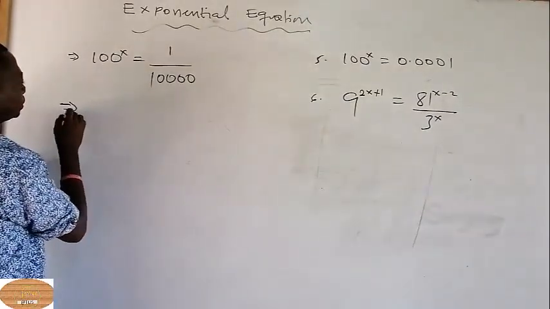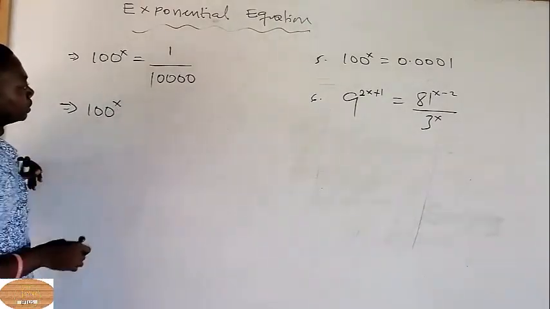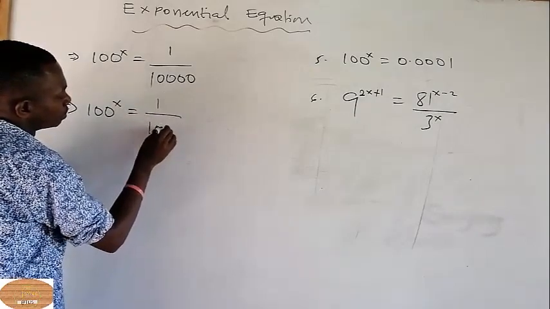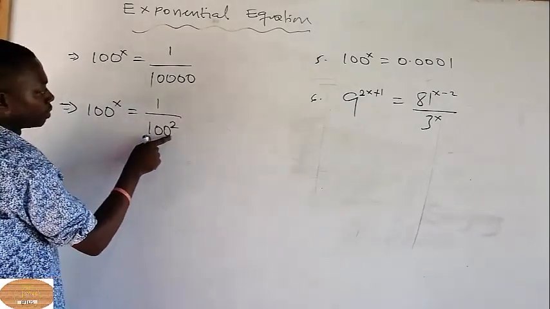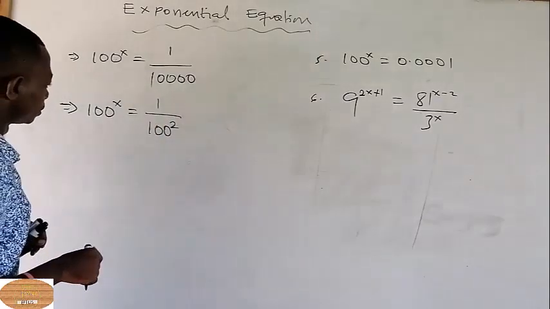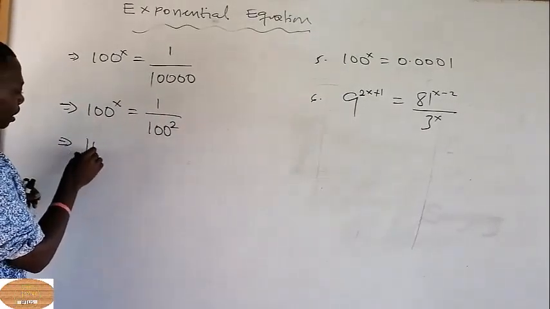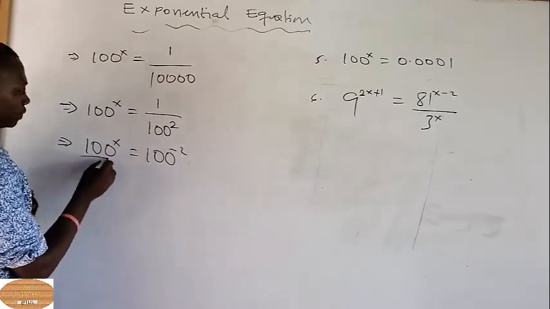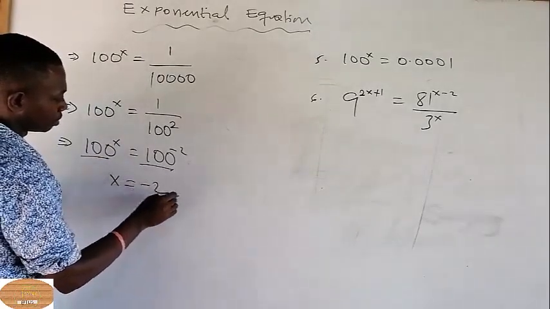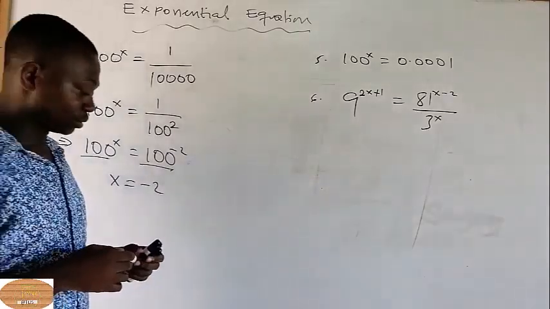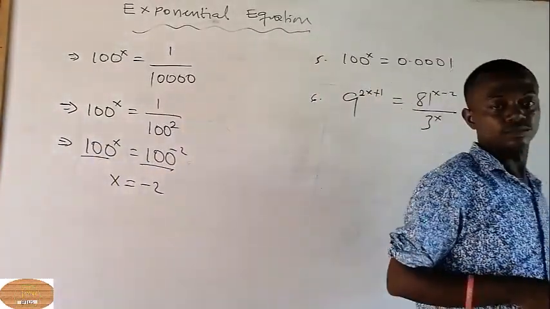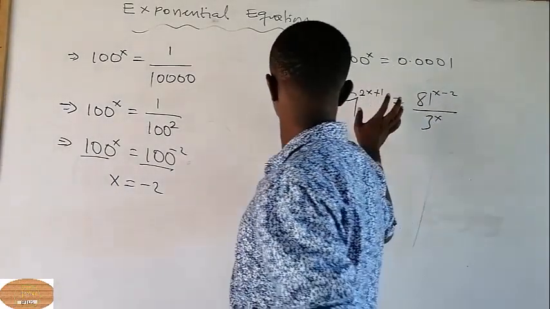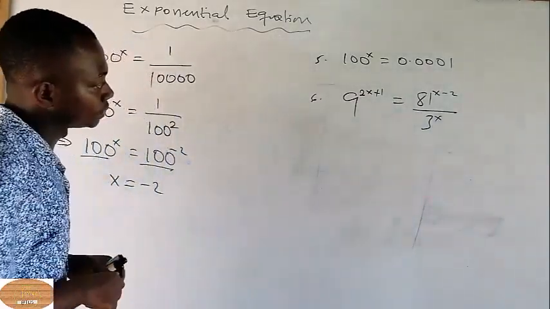Now, this one is the same as 100 to the power x. So this one is the same as 1 over 100 to the power 2. So 100 to the power 2 is the same as this 10,000. Alright. So straight away I can say 100 to the power x equals 100 to the power minus 2. So we have the same bases, so x is straight away minus 2. Alright. So very simple. Right. So let's move on to the last one, the sixth one.